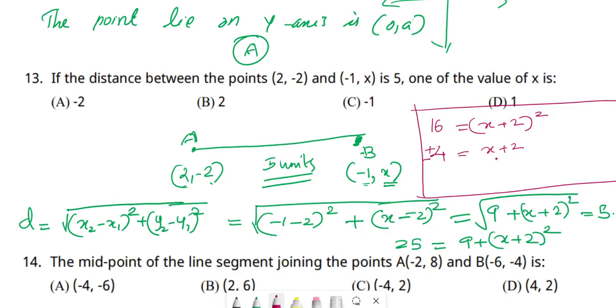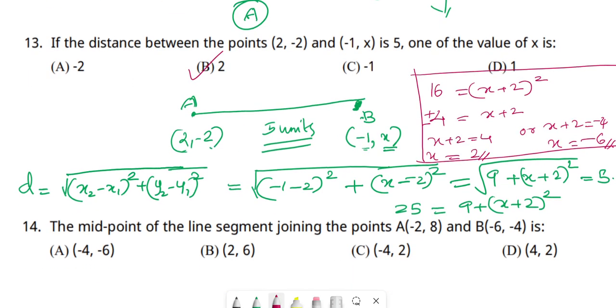And then we can consider x plus 2 equal to 4 or x plus 2 equal to -4, since it is a point, a coordinate, so that plus and minus can be considered. So x will become 4 minus 2, which is 2, or x will become -6. Here in the options there is no -6, so only 2 can be selected as the correct answer. Option B is the correct answer.